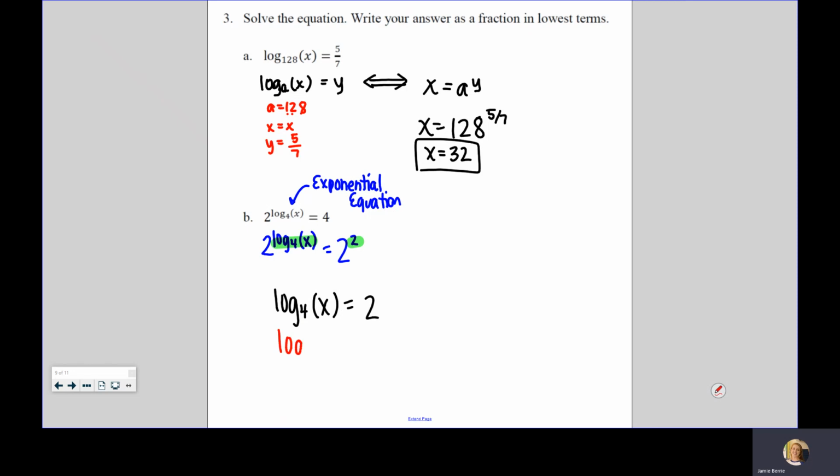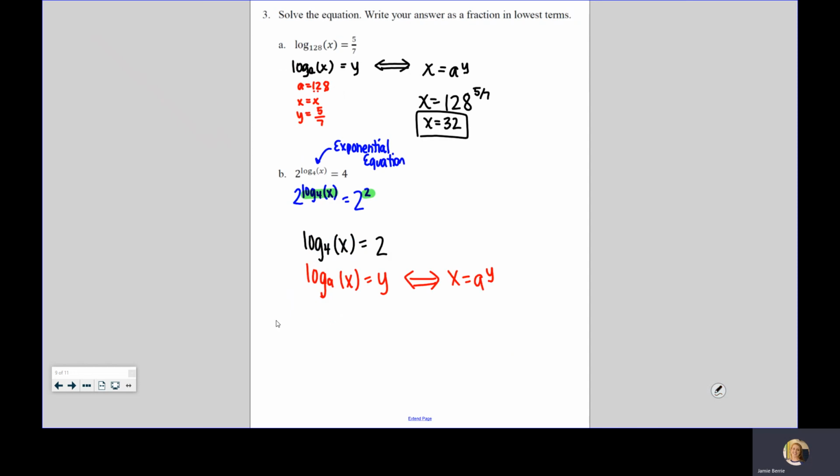Log base a of x equals y is equivalent to x equals a to the y. A is 4, y is 2, and x is just x. So we have x equals 4 to the 2. That one's easy, we can simplify this in our head: x is 16.